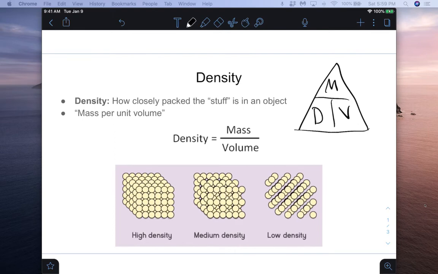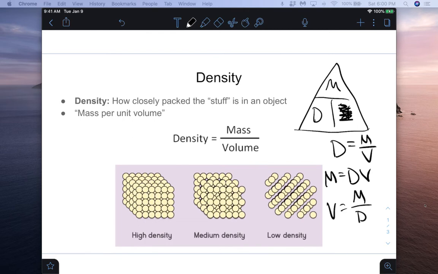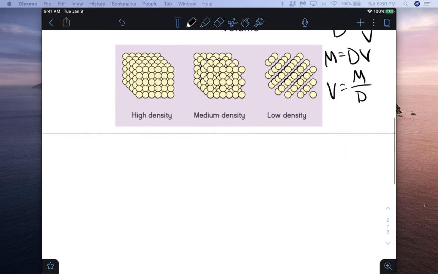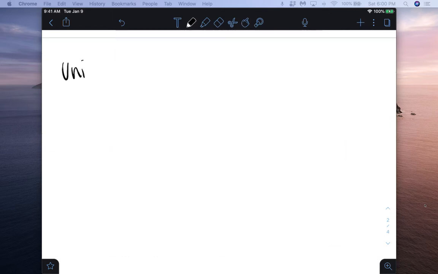Now, when you do something like this with the triangle method, you cover up one of the variables, and then the other two variables show you how to solve for that variable that you covered up. So, for instance, density equals mass divided by volume. If you want to solve for mass, you cover up mass, and you can see that mass is equal to density times volume. And if you want to solve for volume, you cover up volume, and you can see that volume is equal to mass divided by density. So that's just a quick way to see how you can solve for those different variables in that equation. So let's talk about units of these things.